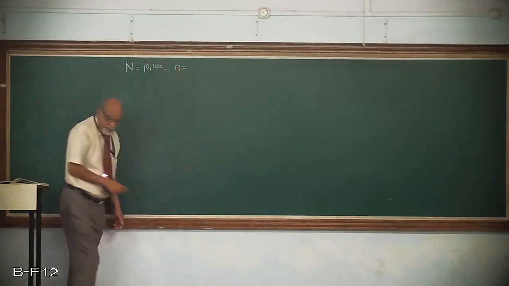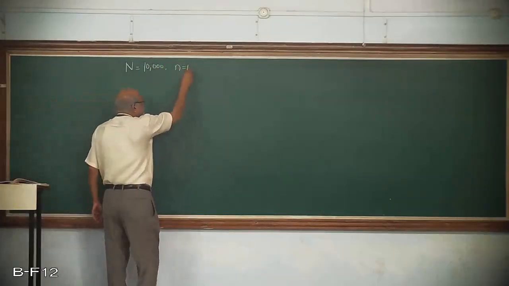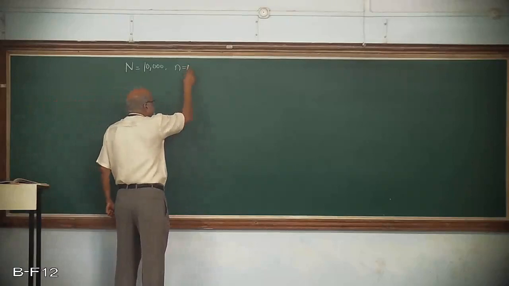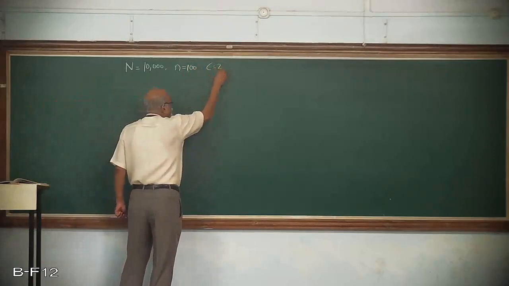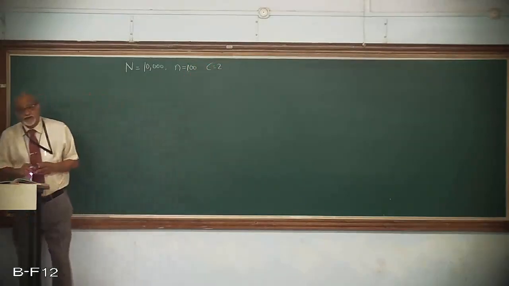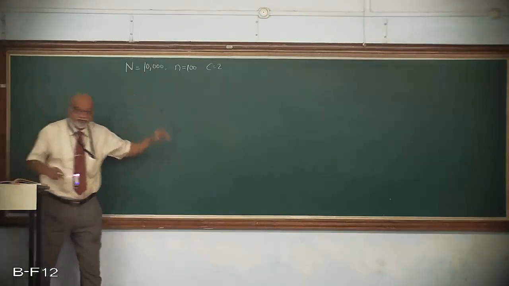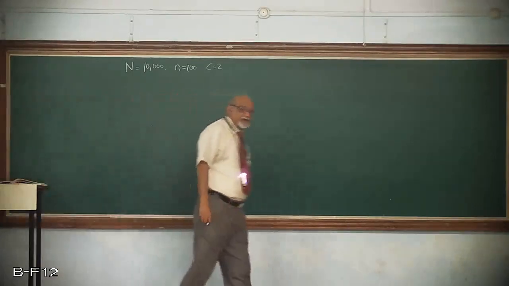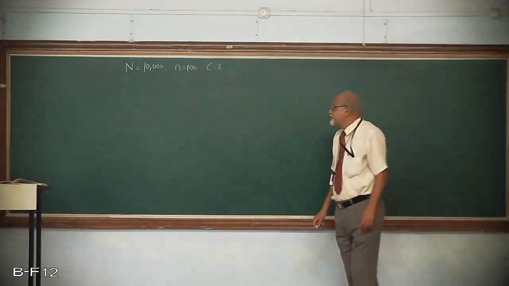Small n is equal to 100. c is equal to 2. Okay. Only this much is sufficient. You are able to calculate. What are the other things missing? If I ask you to calculate the probability of acceptance, can you calculate it? No, is it not? So what is missing here?